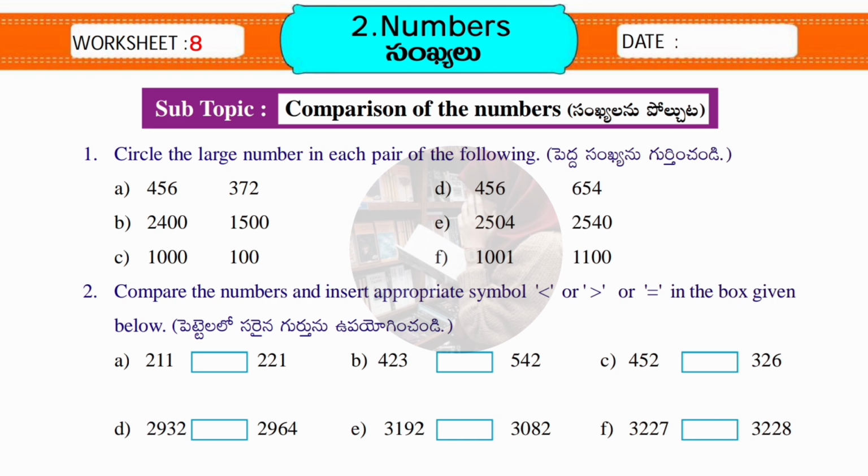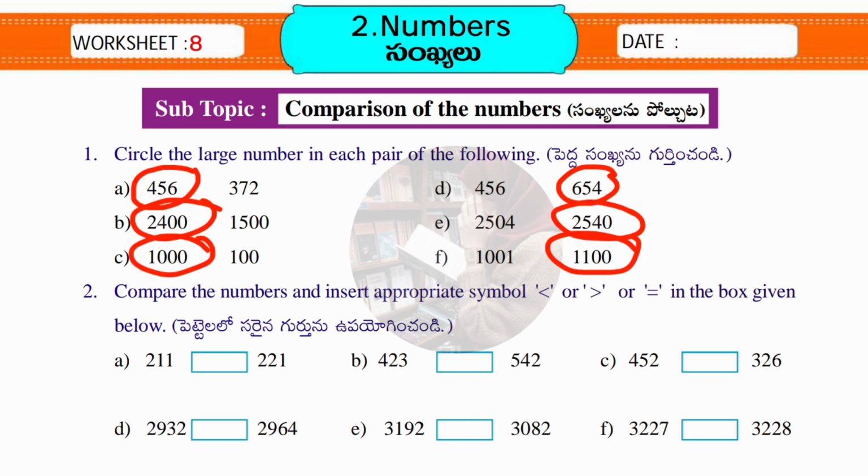There what we have to do, we have to circle the largest number among both. Okay, so in the first one, 456 is larger than 372. Next, 2400 is bigger than 1500. Next, 1000 is the largest number when compared to 100.